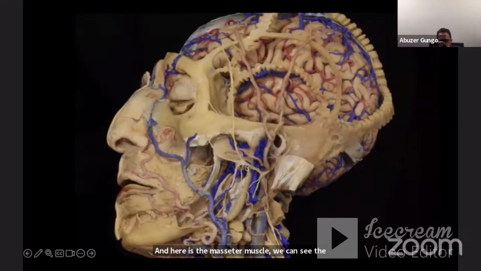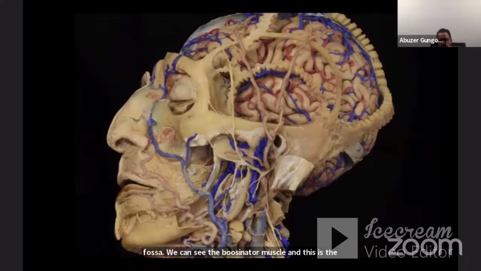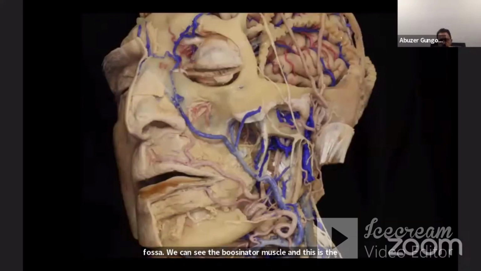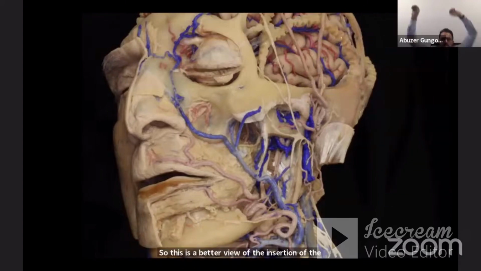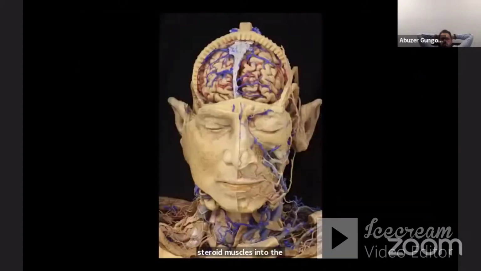If we remove the masseter muscle, and we also remove part of the mandible, we can see the deeper plane, and we would be inside the infratemporal fossa. We can see the buccinator muscle, and this is the part of the parotid duct that is divided here. So this is a better view of the insertion of the pterygoid muscles into the medial aspect of the mandible.